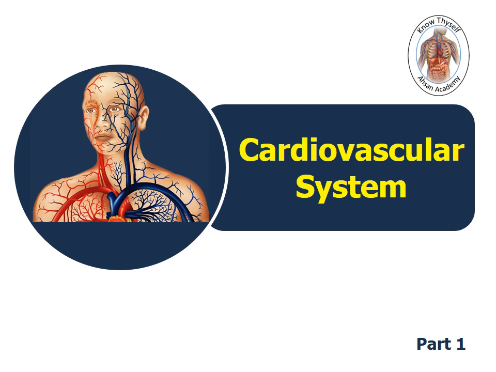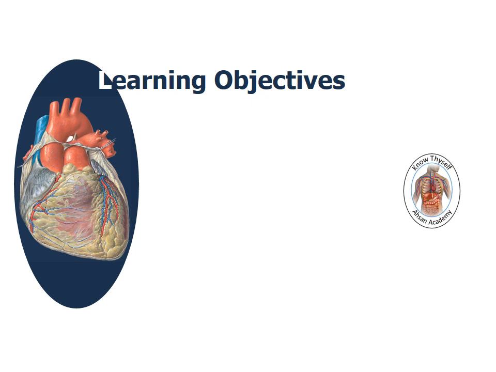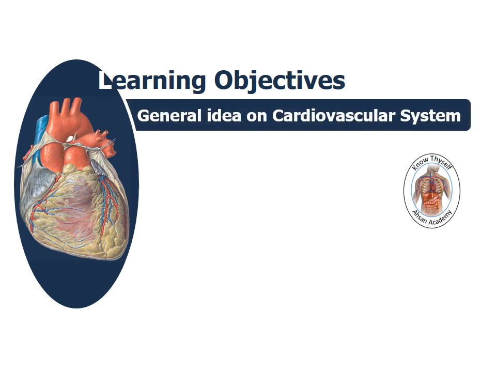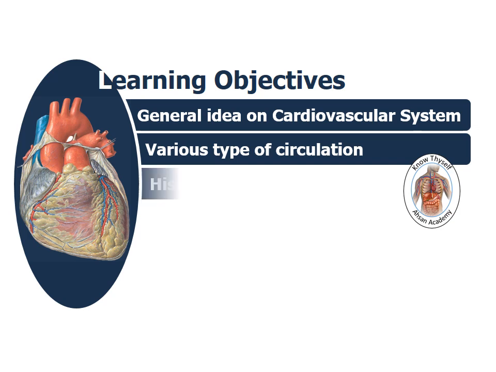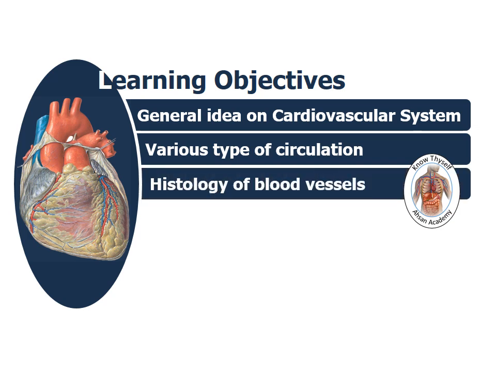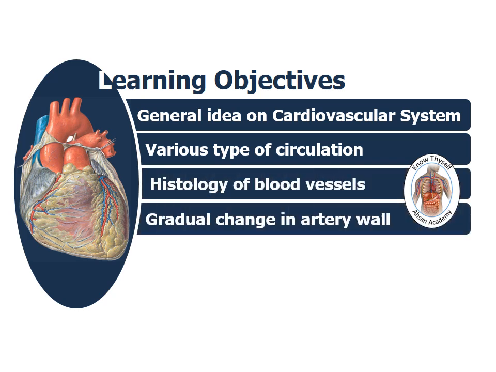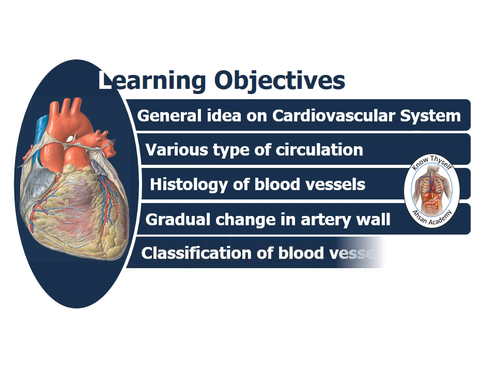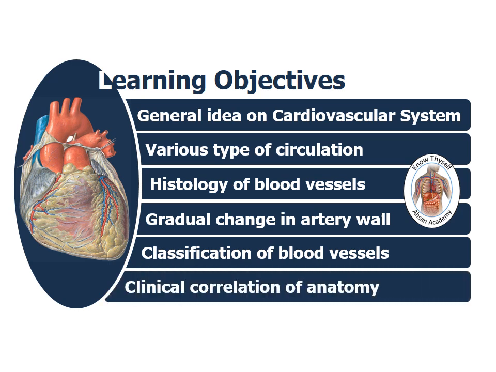This is the first part of the cardiovascular system presentation, and this presentation will be completed in two parts. In the first part, the general idea on the cardiovascular system, various types of circulation, general histological structure of the blood vessels, general idea on the changes in the wall of arteries, classification of the blood vessels, and the clinical correlations at all stages will be considered.